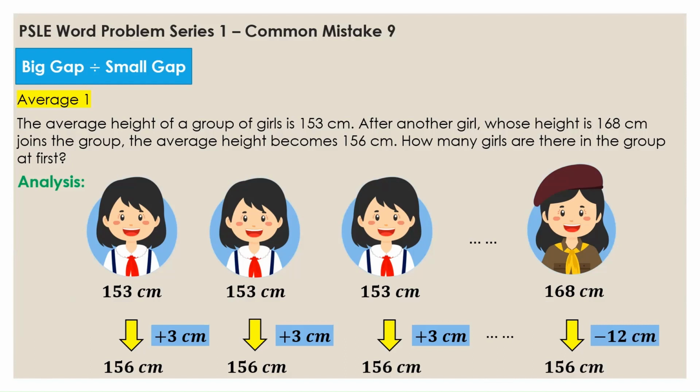I believe many of you know the reason for the increase in the average is because of the extra height the new girl had, which is to say the 12 centimeters. We call it the big gap. And the increase in average, the small gap. Now, let's look at the correct solution.